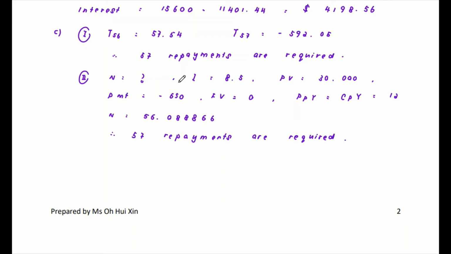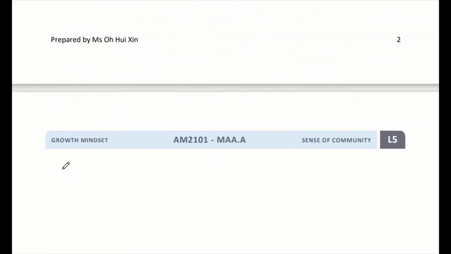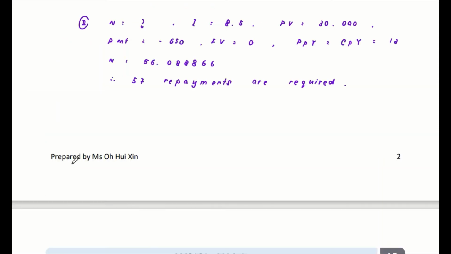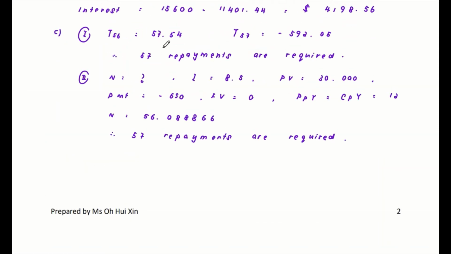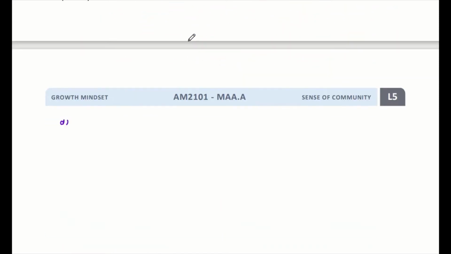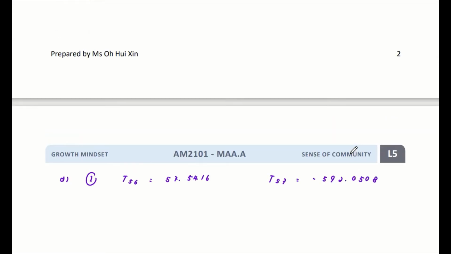Same as before, I'm going to show you two ways to do it. The first one, we'll start with our recursive rule. Let us copy down the information that we have in part C, but in this case we might need more decimal places because at the end we are going to use that to do calculation. By using our recurrence relation, we get that the 56th term is 57.5416, and T57 is negative 592.0508.